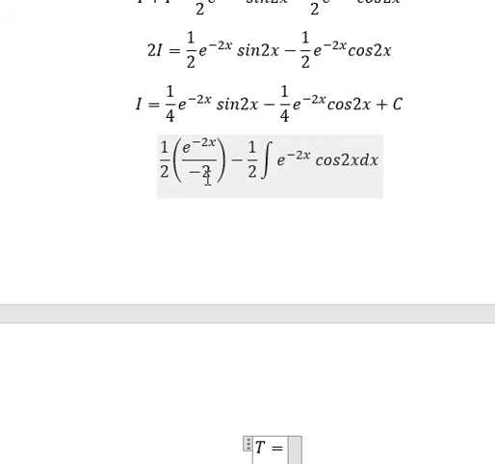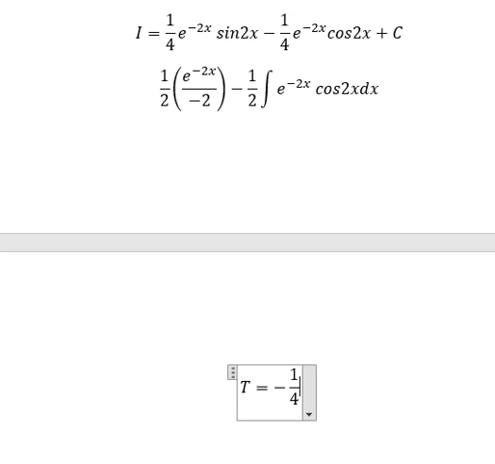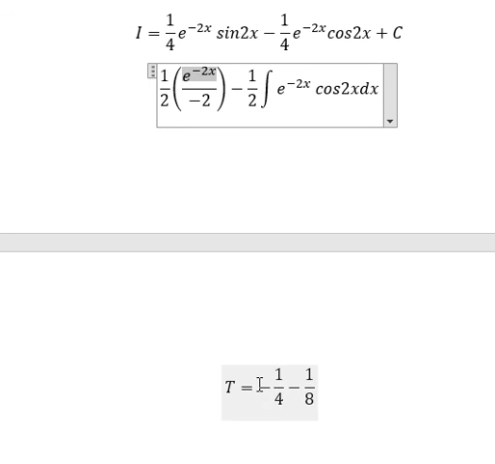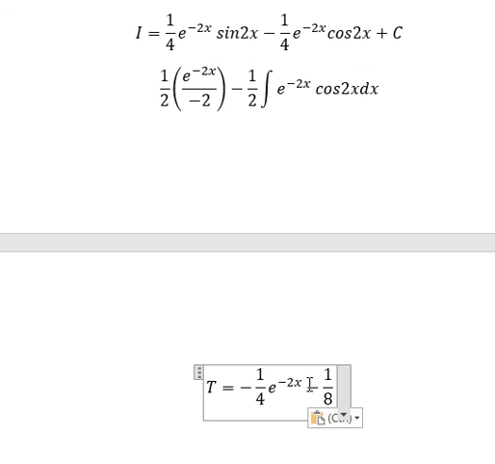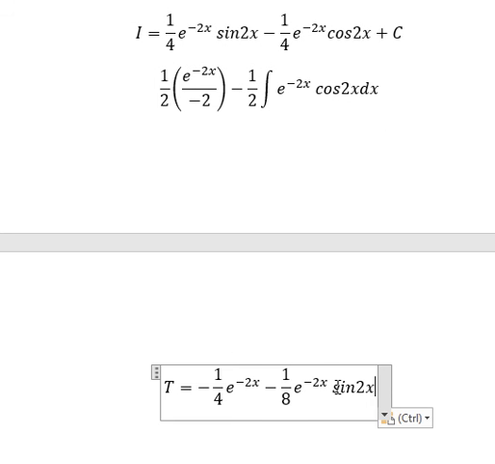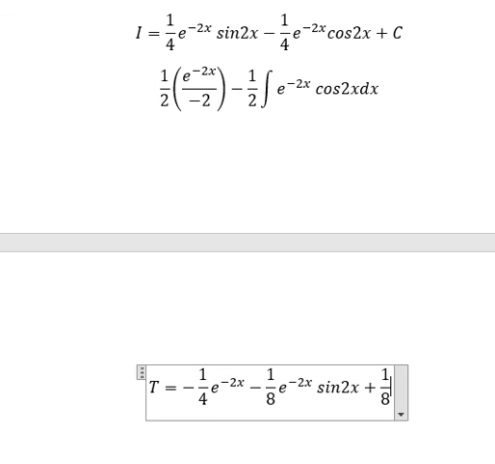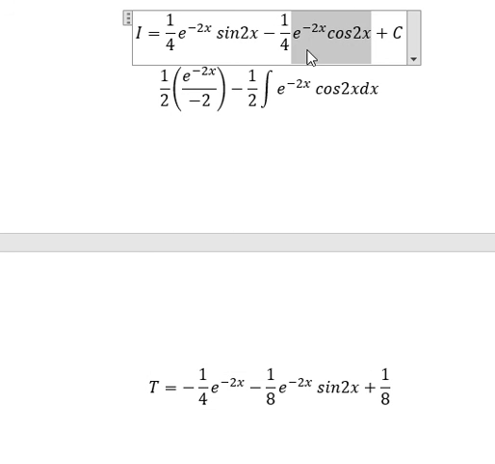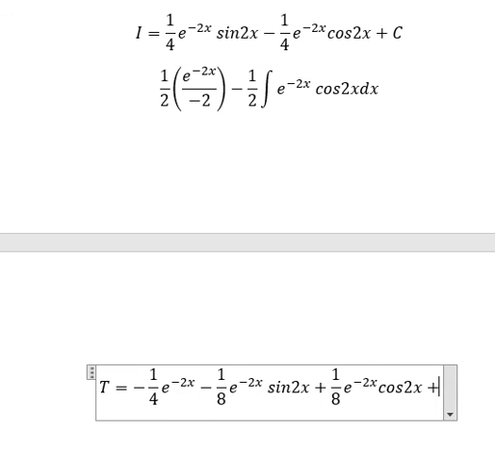1 over 2 multiplied by negative 1 over 2, you get negative 1 over 4. And we have negative 1 over 2 multiplied by 1 over 4, you will get negative 1 over 8. 1 over 8 of this one. Plus 1 over 8 of this one. And we put C.